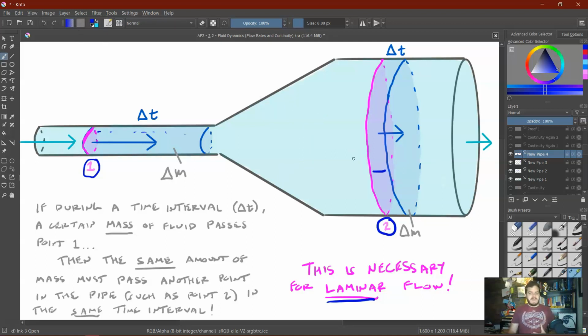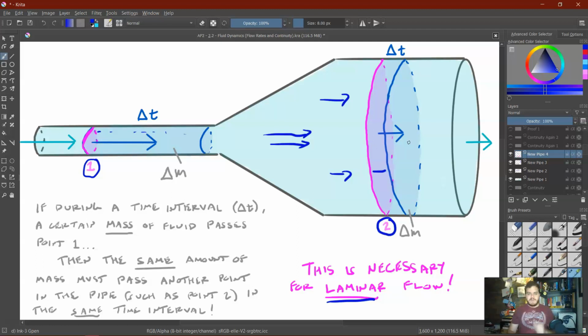Instead, what that is telling us is that since all the fluid has to be moving this way continually, well, all this mass has to pass this point, because if not, it has disappeared. It can't go backwards. So if we have a certain mass going forward to this point, from here to here, the same must go from here to here at every point in the pipe.